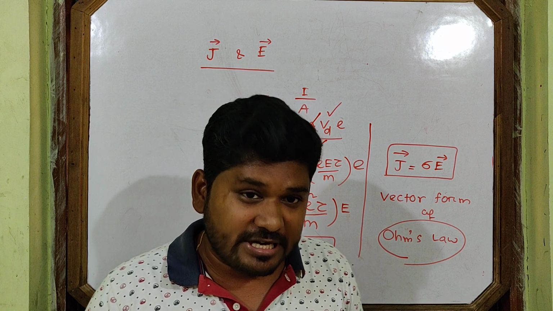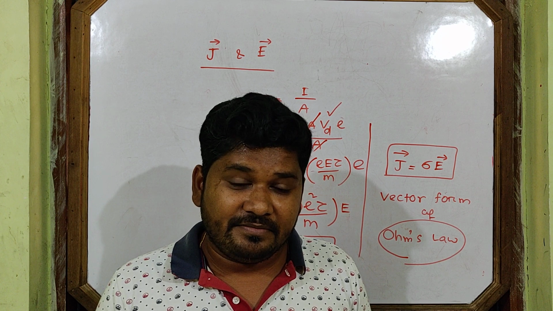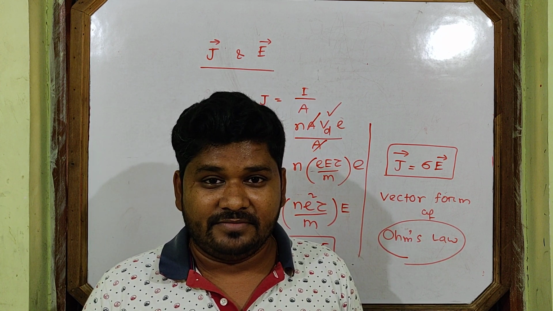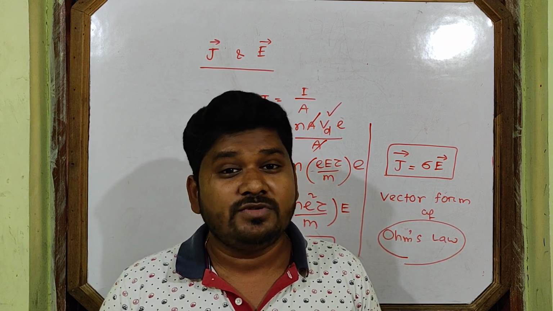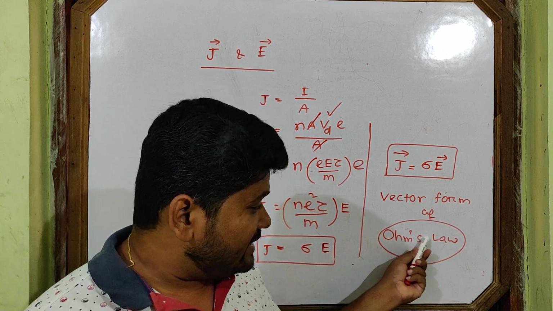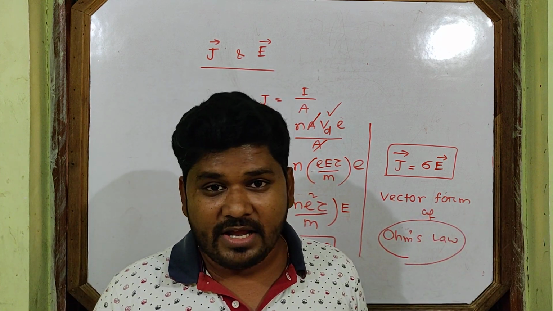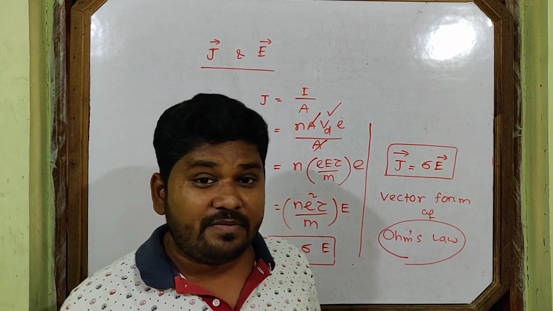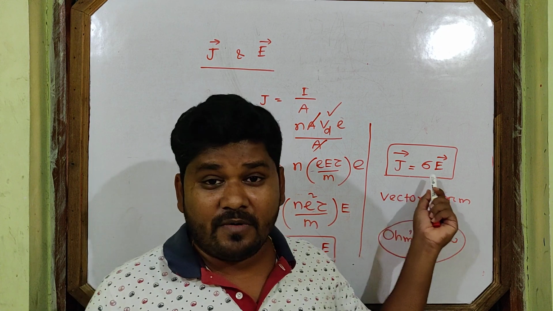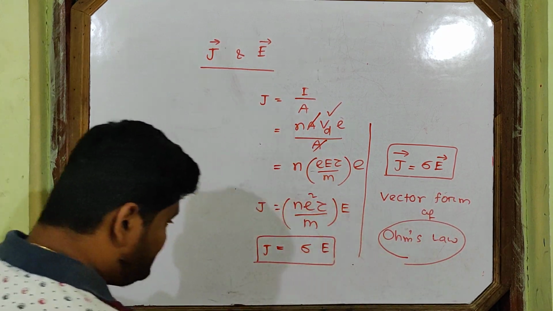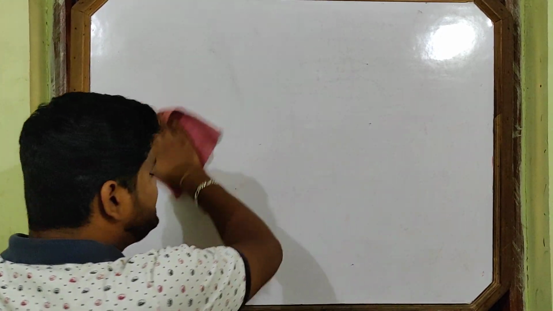Once in an exam the question came to derive the vector form of Ohm's law. If the question comes like this, the vector form of Ohm's law, this is the definition, this is the relation. Remember, this is called the vector form of Ohm's law. Ohm's law formula is V = IR, but this is the vector form of Ohm's law. Remember this one. This is about the relation between current density and electric field intensity.